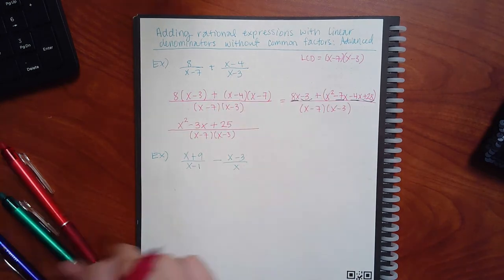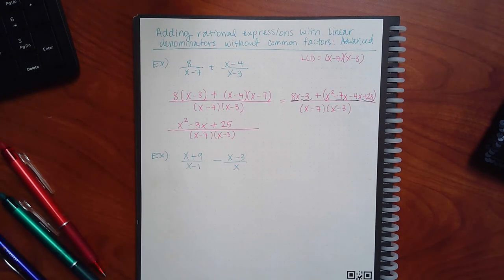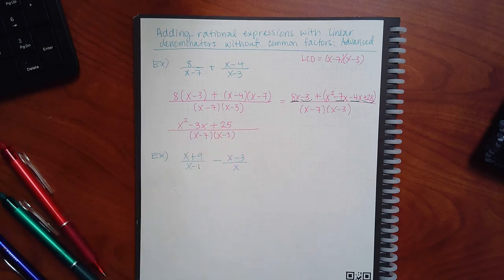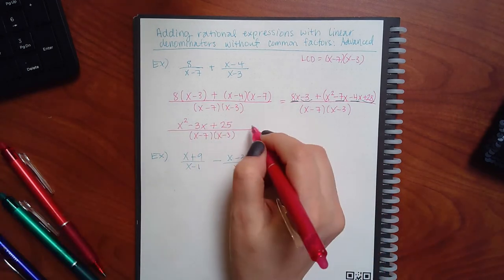Now you're supposed to try to factor this, but are there factors of 25 that add to give me 3? No. There's only two possible pairs, 1 and 25, which is too big, right? And 5 and 5, which is also too big. So we're not going to get that. So we cannot factor the top, which means it's done. You don't have to simplify it.